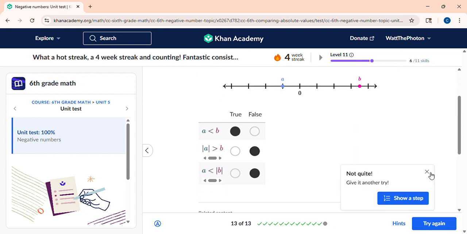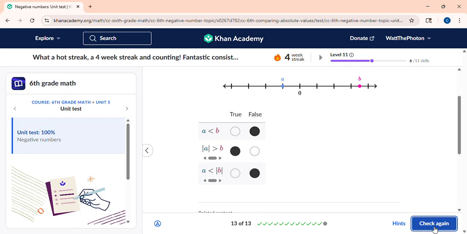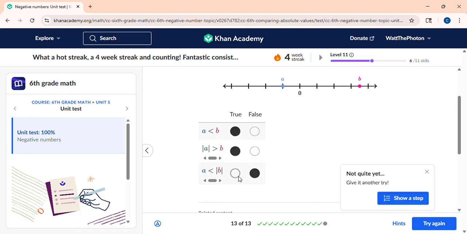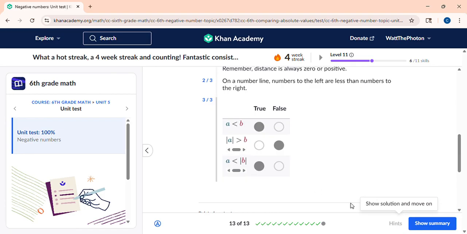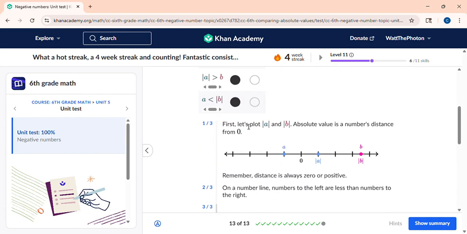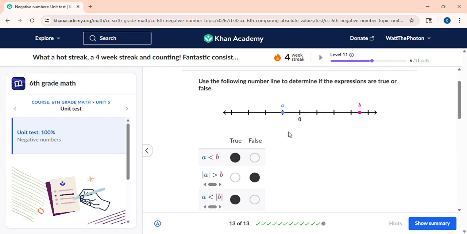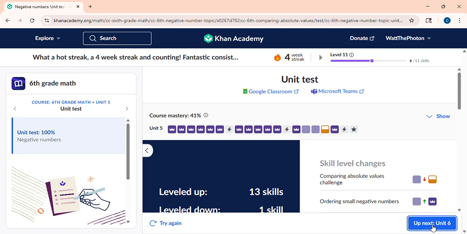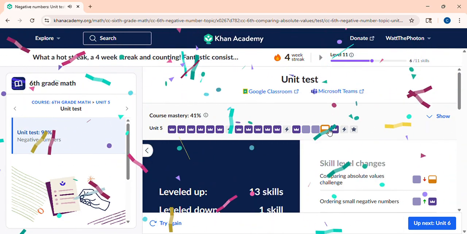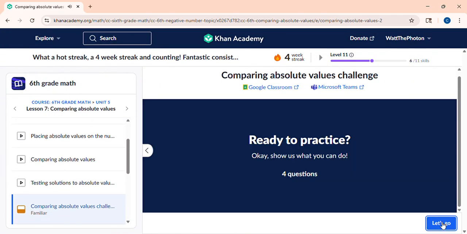No. Oh, that's awful. A is less than the absolute value of B. Oh, I just got that correct. Oh, that's frustrating. Let's do this.